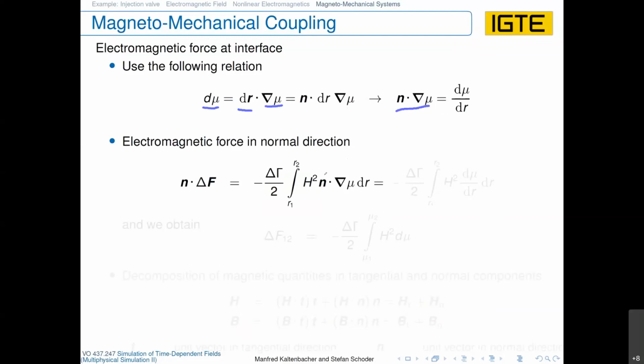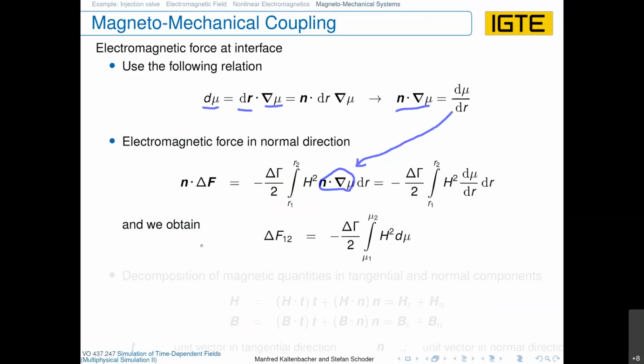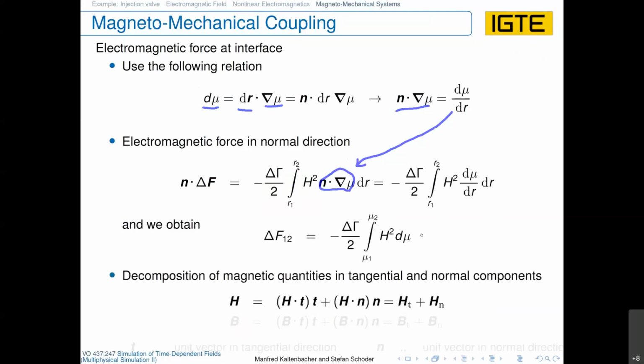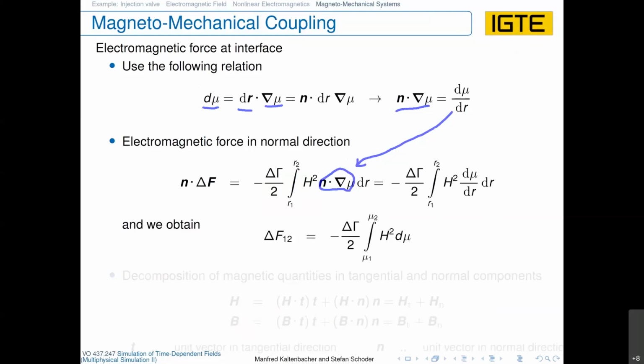So this term here is substituted by this term, which means what we get is the total change of the permeability with respect to the radial coordinate. Integrating over the radial coordinate, which means that instead of integrating from R1 to R2, we have to integrate the permeability, as shown here, from mu1 to mu2 of a value h squared.